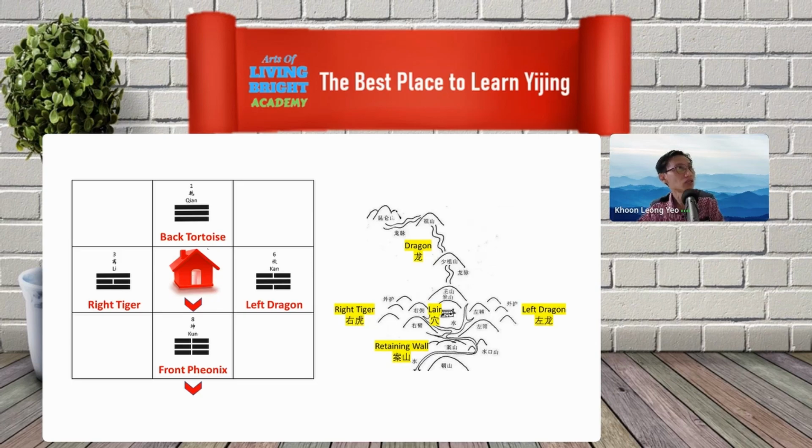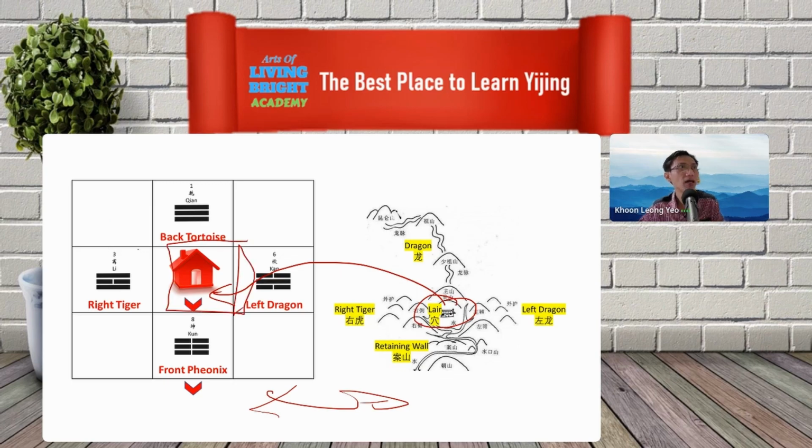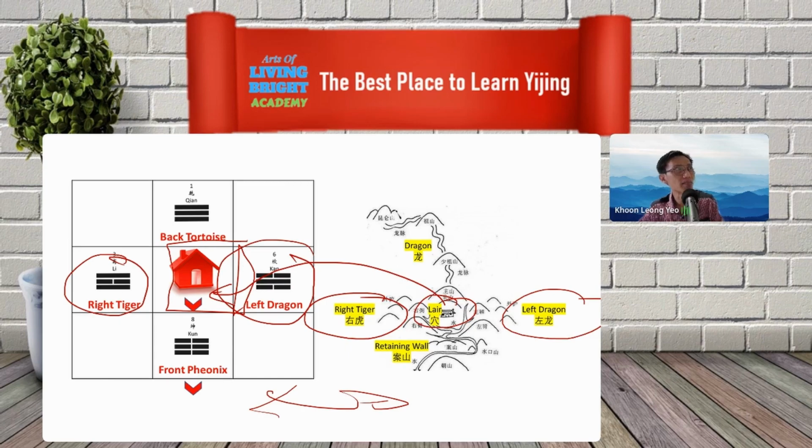Now, so here basically I put these two side by side so that you know what I'm talking about already. When we talk about the Lian, we are talking about the Zhongkong, the center palace, where the house is, the Taiji point here. Okay, and the left dragon basically means the Kan Gua. The right tiger basically means the Li Gua. The Ming Tang basically means the front phoenix. And Ming Tang, I said that here, you need an Ansan, a retaining wall.